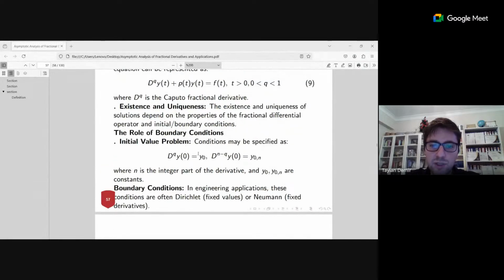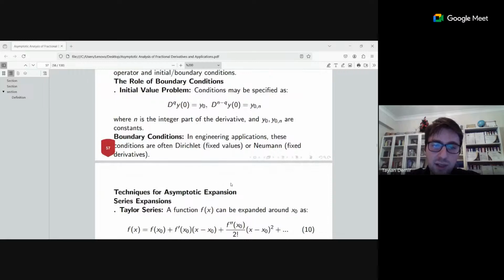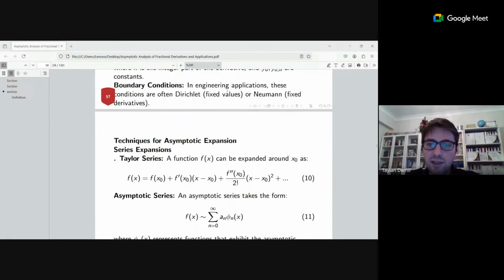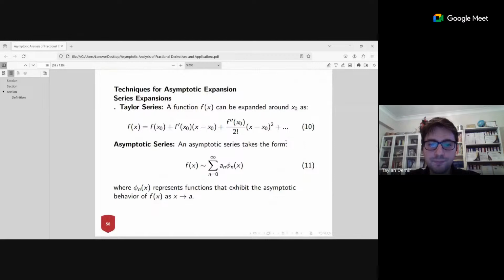And if we assume D^q y(0) = y_0, and D^(n-q) y(0) = y_{0,n}, where n is the integer part of the derivative, and y_0 and y_{0,n} are constants. And if we look at the boundary conditions, in engineering applications these conditions are often Dirichlet boundary conditions, which fix values, or Neumann boundary conditions, which fix derivatives.